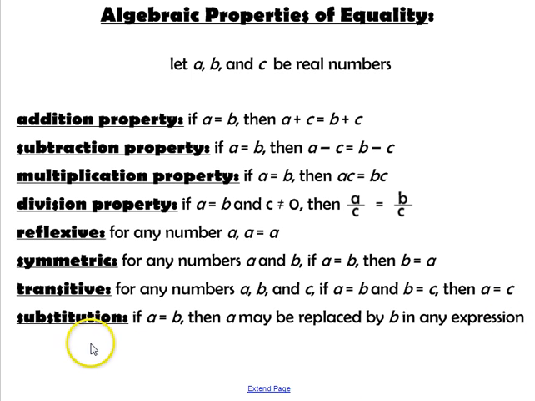In substitution, if a equals b, then a may be replaced by b in any expression, and it'll still be true. So like I said, these are all ideas that you've learned before, and you do them constantly when you're solving equations, but you just might not know the official names of them. You do need to know the names of these properties.